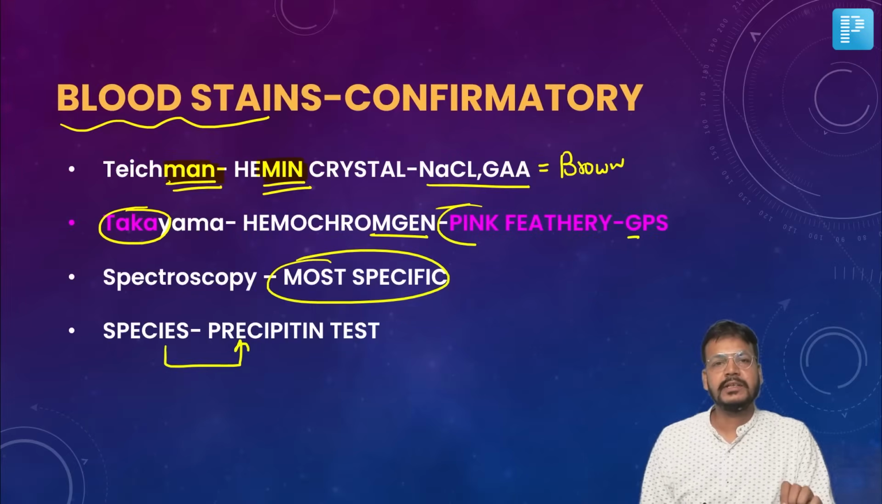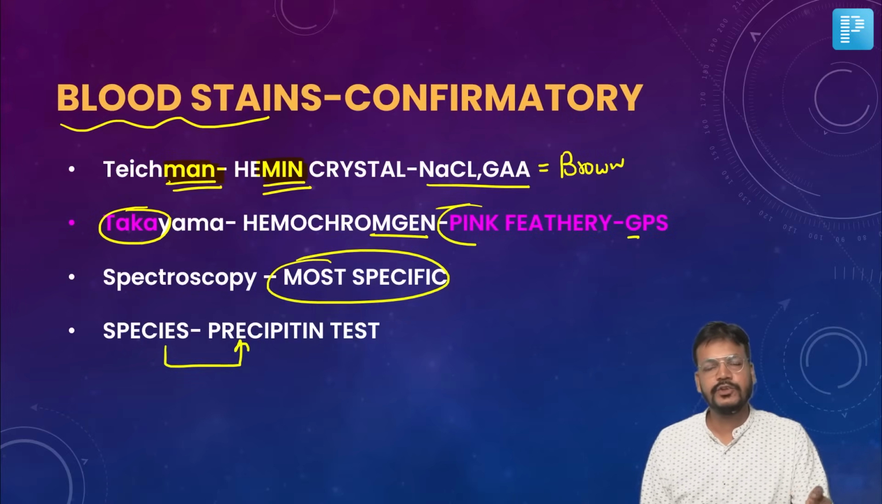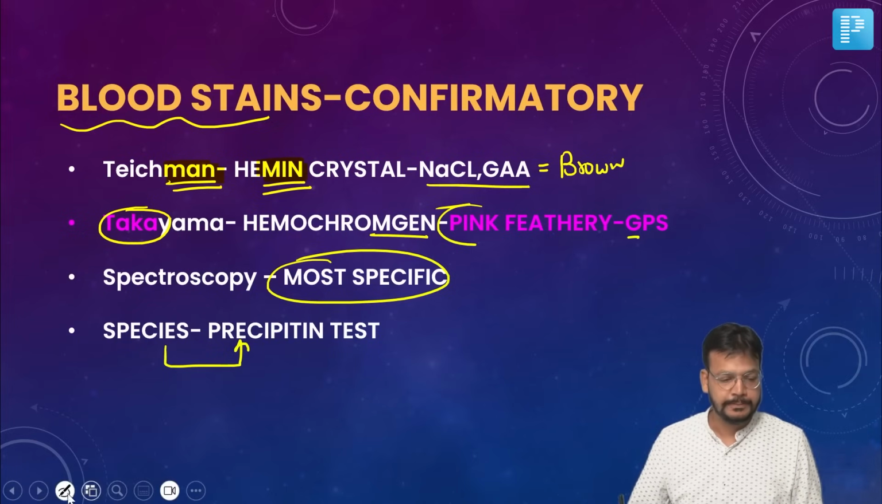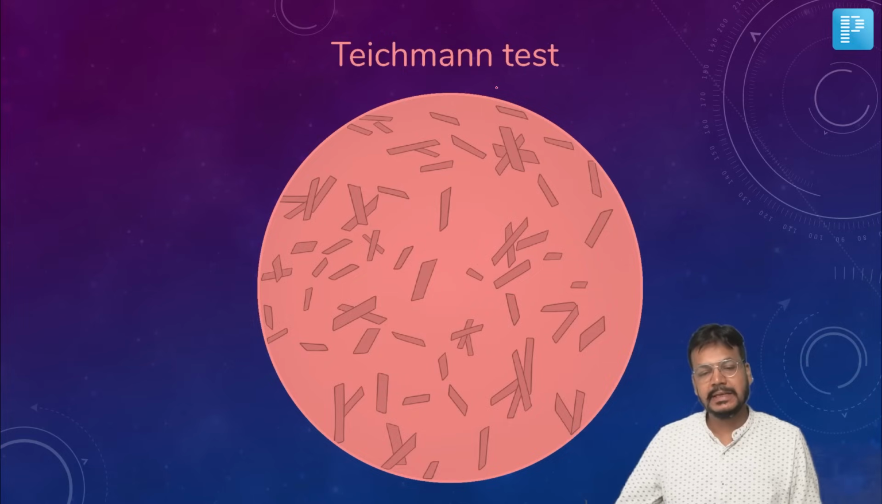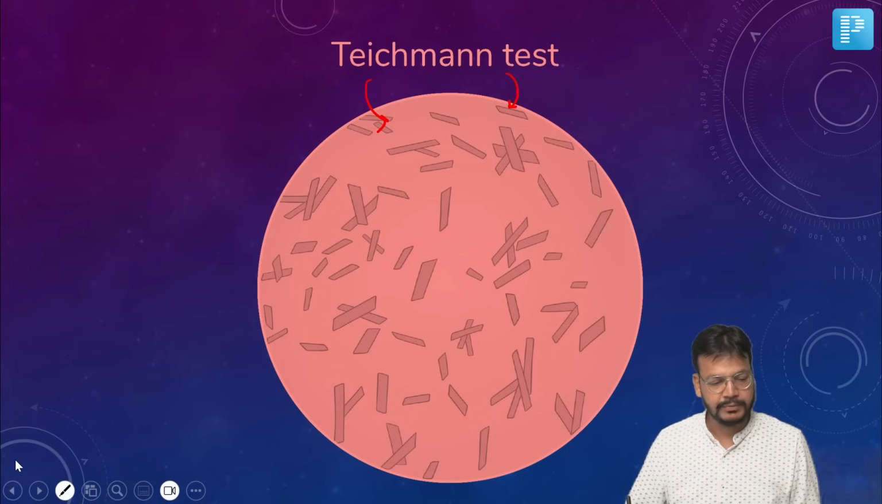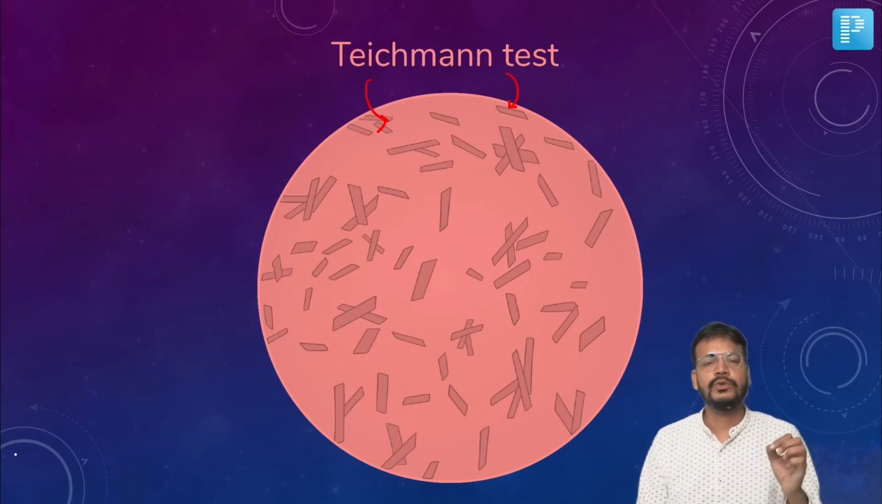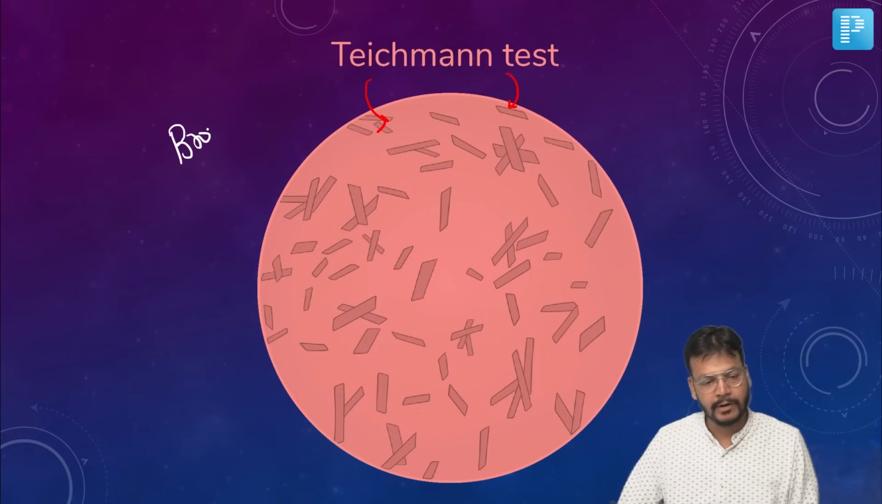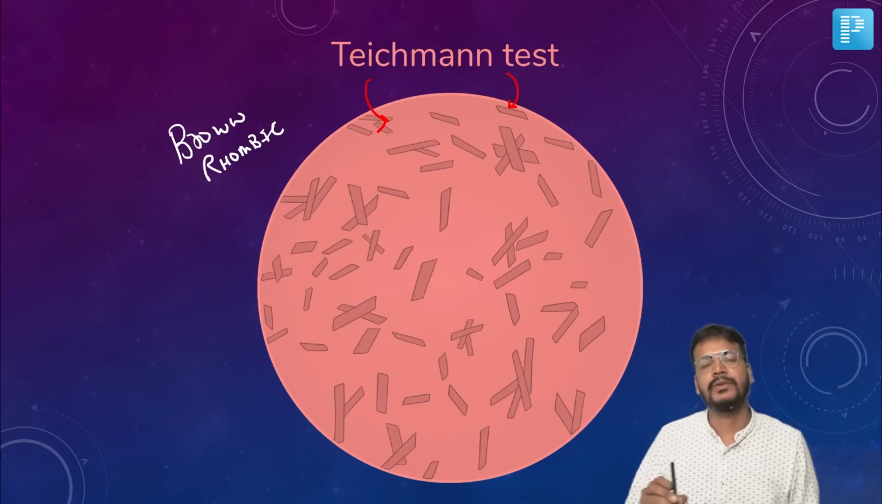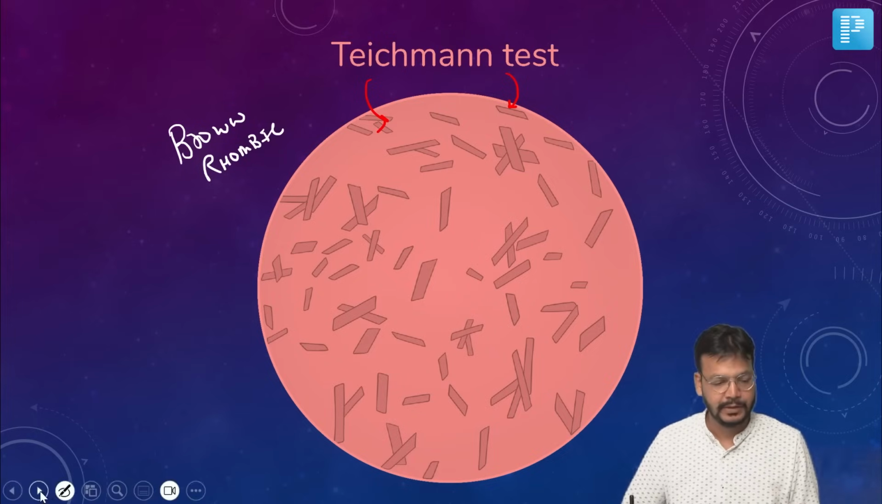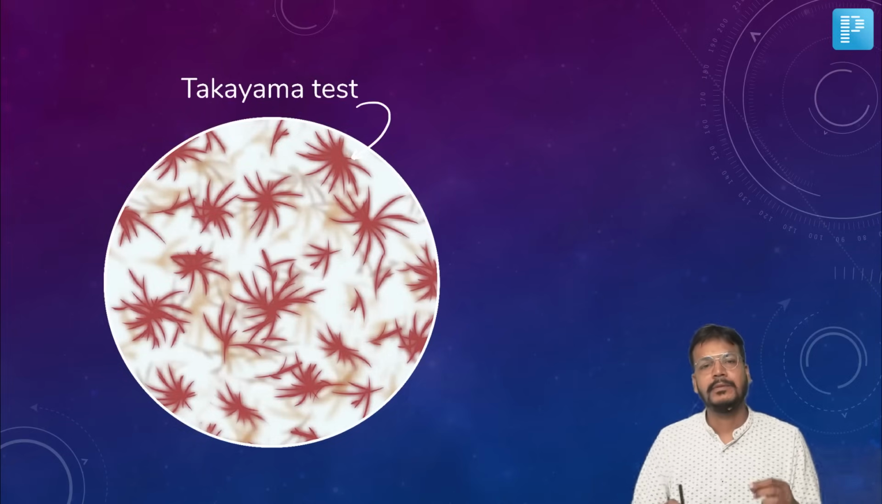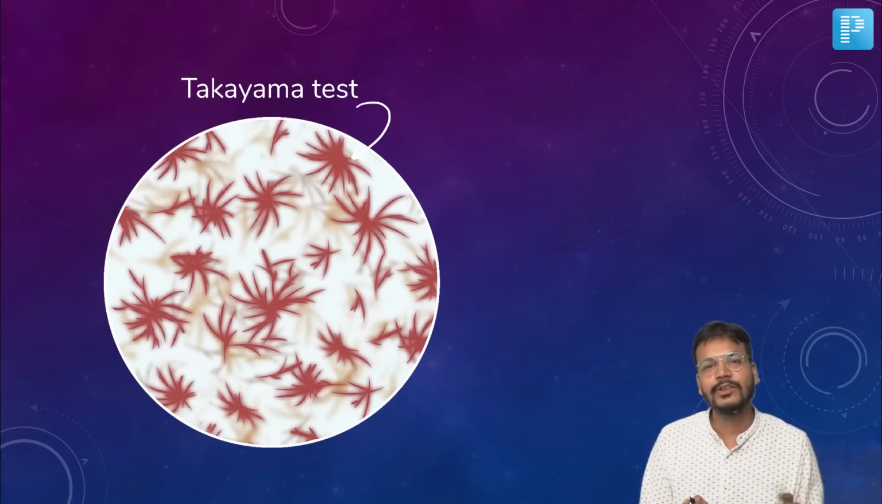So as we have discussed, what are the tests for blood stain? Teichmann, brown rhombic; Takayama, pink feathery; spectroscopy, more specific. For species, we do this. Now, Doctor sahab, this is Teichmann. You can see the brown rhombic crystal. This is the Teichmann test. We use sodium chloride and glacial acetic acid. Teichmann, what is the color of the man? It's brown rhombic crystal. Remember Teichmann from man. Which color is Takatak? Pink feathery. If you get any pink color, it's Takatak color.